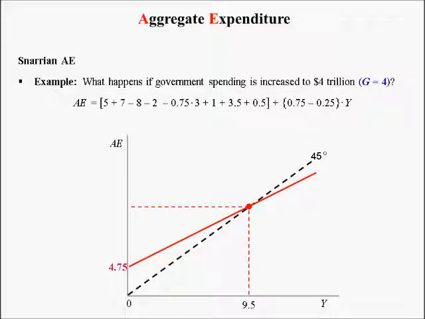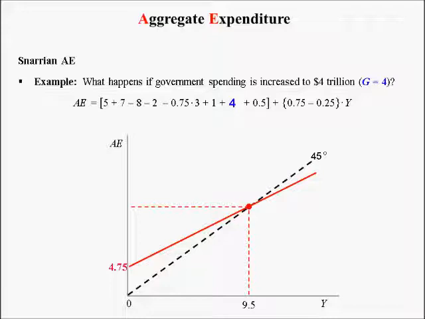Okay, now let's ask a question. What happens if government spending is increased to $4 trillion? Democrats are always proposing to expand government spending to fill the hole left in aggregate demand by consumers that aren't spending. We hear that all the time. So they tend to pass bills that increase government spending. Government spending was 3.5 trillion, and now it's 4.